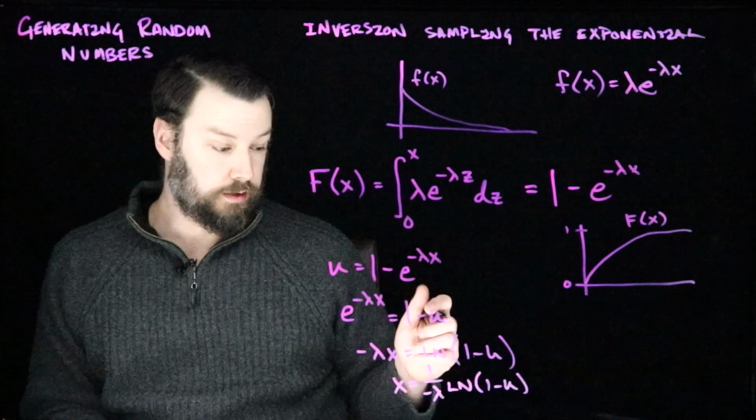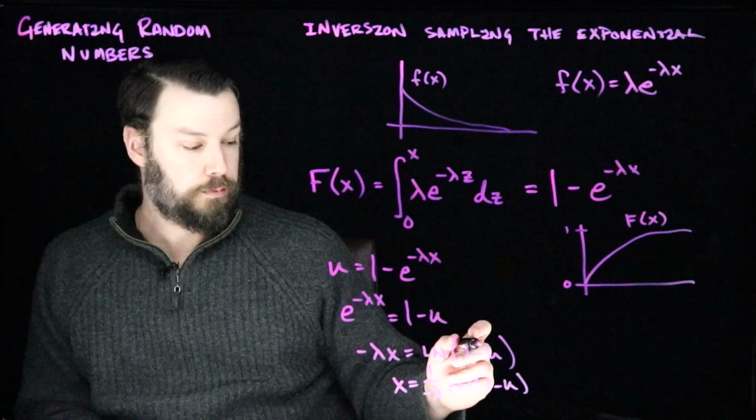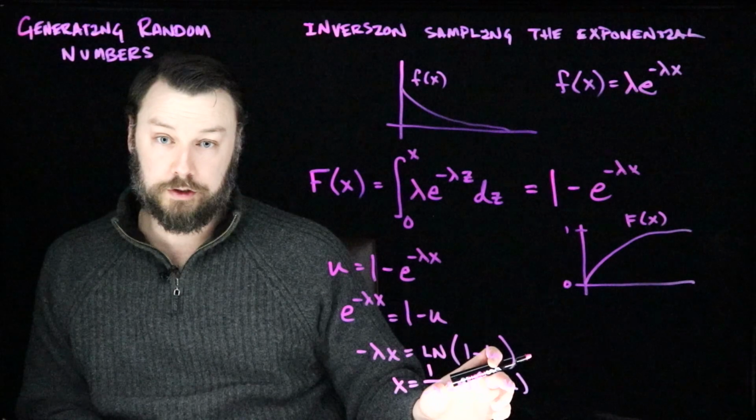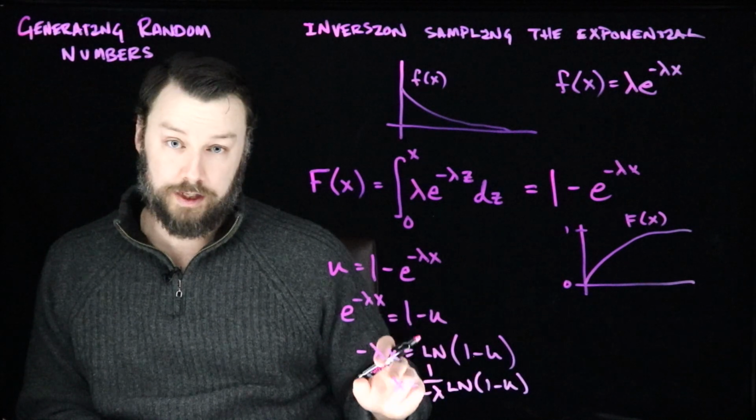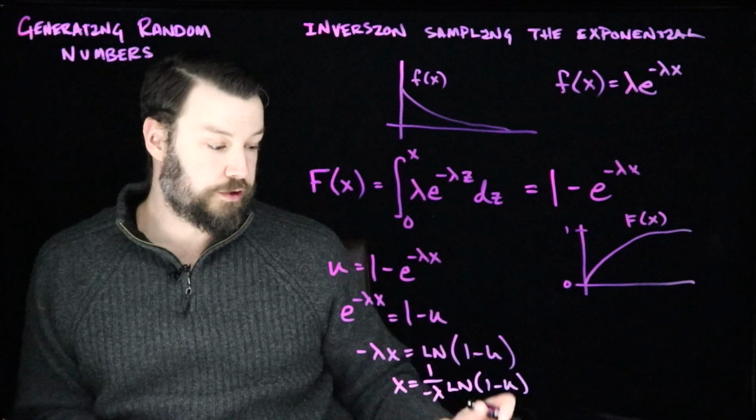So what does this mean? It means that I can draw from the uniform distribution between 0 and 1 and plug that in here for u, and then when I apply this function, I'll get an exponential random variate drawn according to lambda just by applying this function. Now you can probably see that there's some symmetry we can take advantage of.